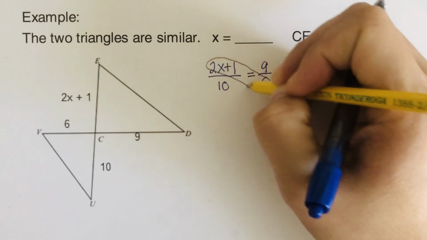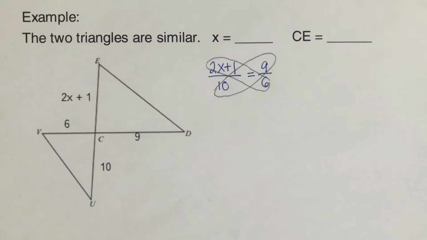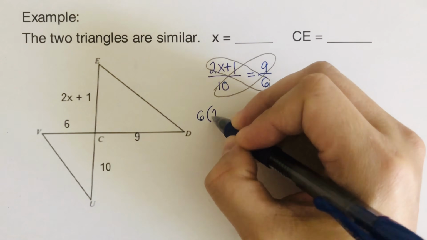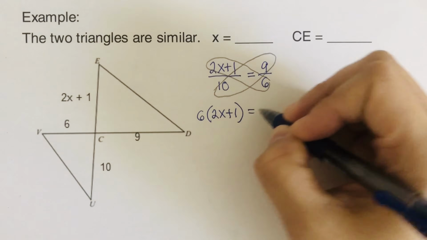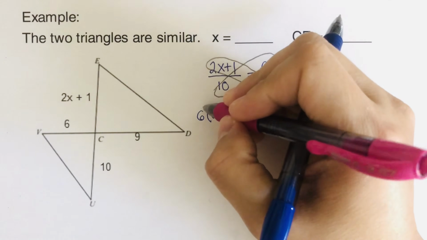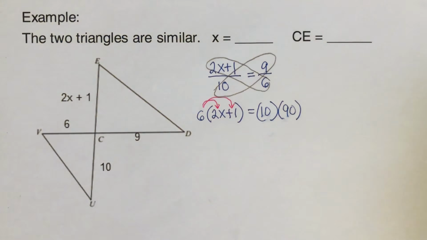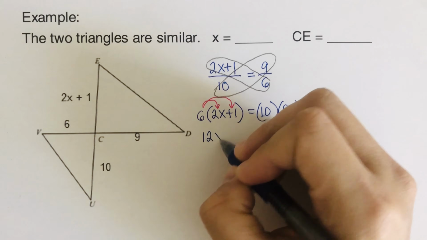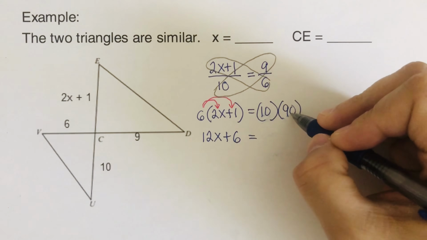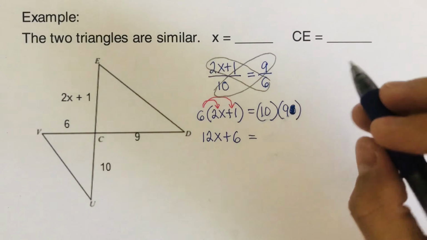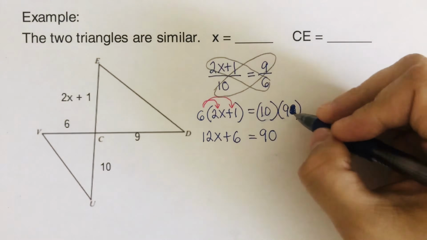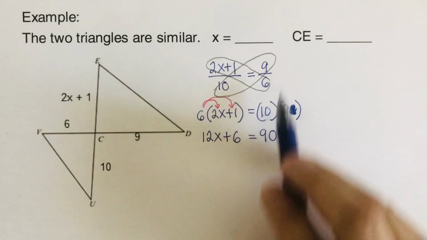So we're going to be cross multiplying these two fractions. That would be 6 times 2x plus 1 equals 10 times 9. Then we distribute the 6 to both terms inside the parentheses. So that would be 12x plus 6 equals 10 times, oh, this is supposed to be 9. Again, that's 9 right there, that's a typo. So 10 times 9 is 90.